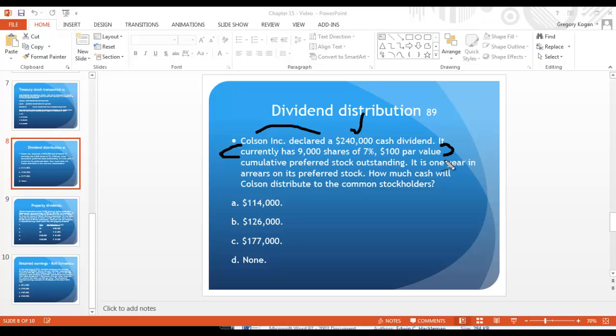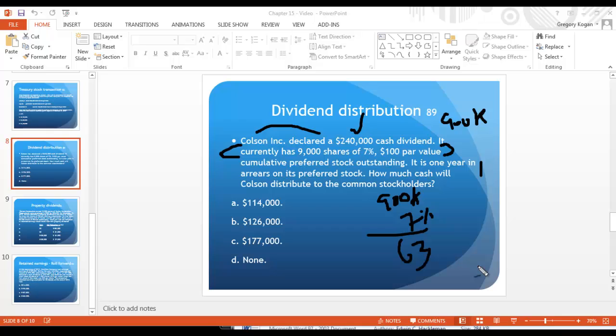So what we're saying here is that this currently has a 9,000 share, $100 par value preferred. So this preferred is worth 900K, 900,000 par total. 100 times 9,000. And it's 1 year in arrears, right? So what's the dividend on this 900K that they have in arrears? It's basically 63K, right? It's 63K.